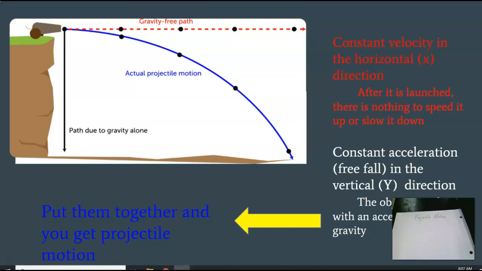And then in the y direction, it's the same as if only acceleration was working on it, acceleration due to gravity. And so the object's going to speed up just like it would if we dropped it. And so in the y direction, we can consider only constant acceleration, where acceleration is due to gravity. If we put those together, we can get projectile motion.